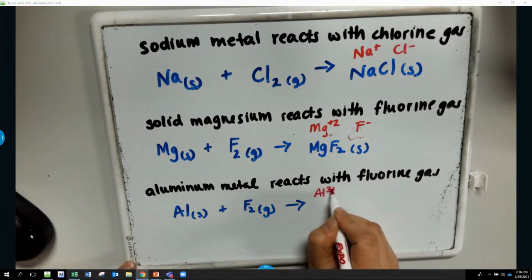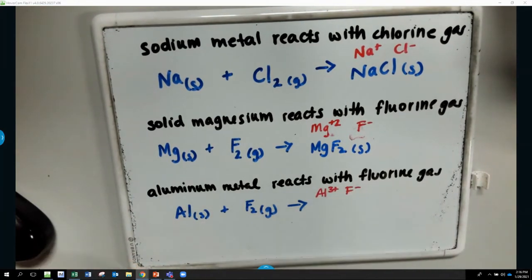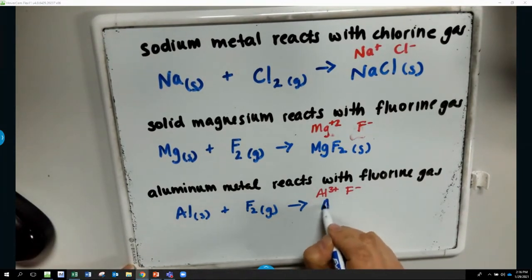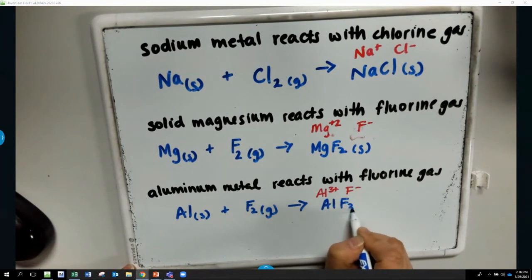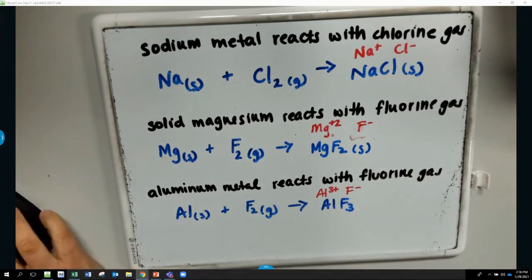Aluminum has got a charge of +3. Fluorine has a charge of -1. You crisscross, balance your charges, whatever works for you, and you end up with AlF3. So this is synthesis or combination as a whole.